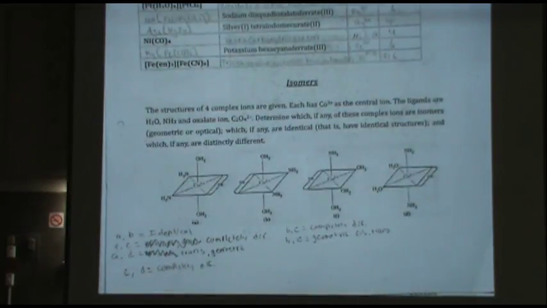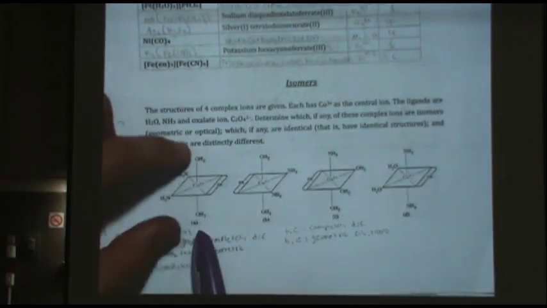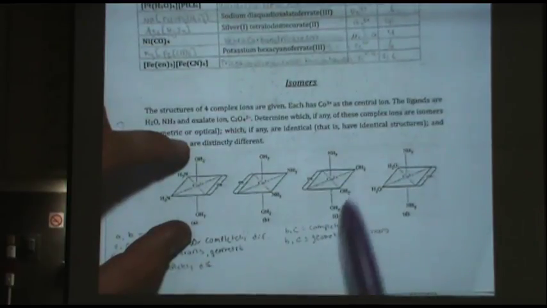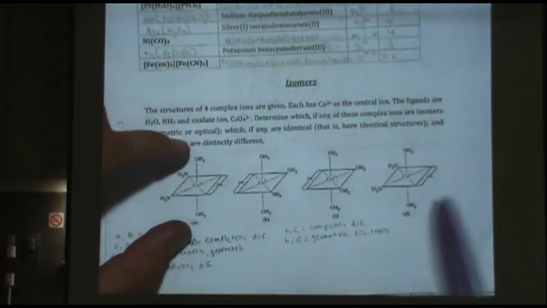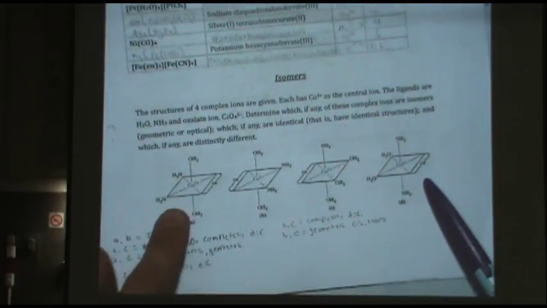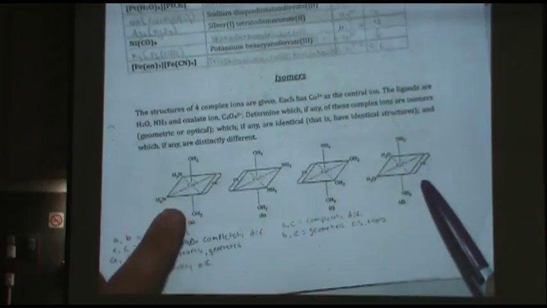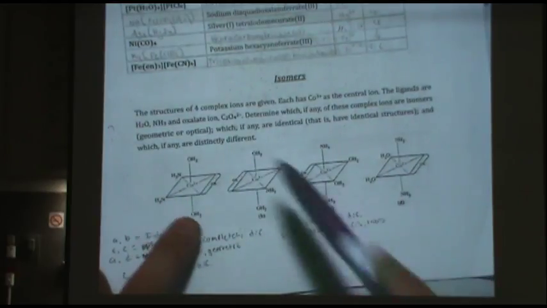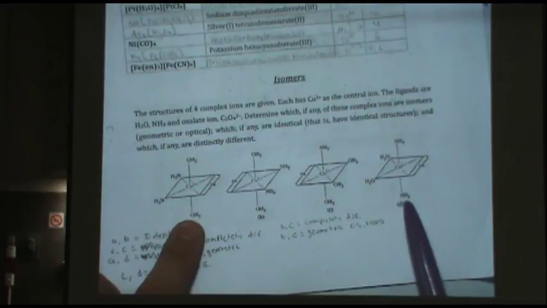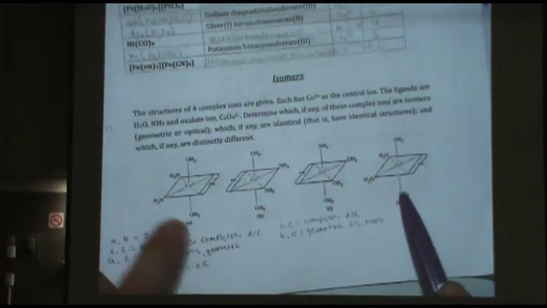Yeah. So, for example, these two here. See how the OH here is trans and on the right is cis? And the NH3 is trans here and cis here? That's a geometric isomer. Is that okay?